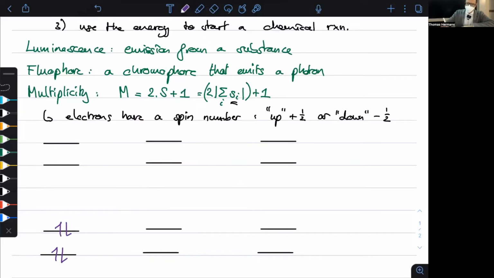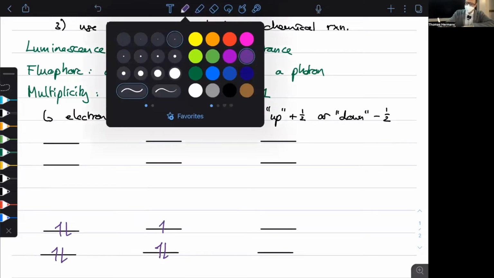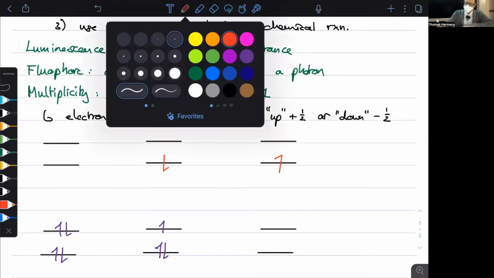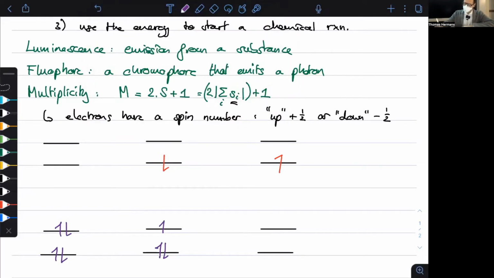Now, if we go to an excited state, we can bump 1 electron from the HOMO to the LUMO. Like this. And this electron can in principle be up or down, right? So let's draw the other ones in the ground state. So here you would have the same.